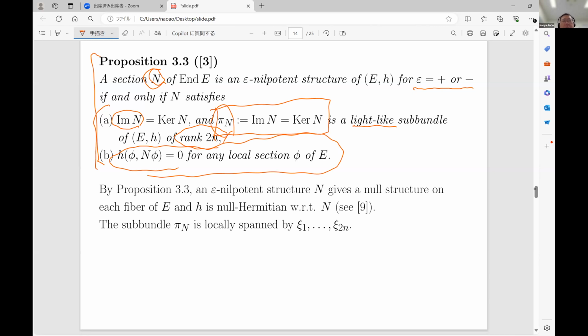From this proposition, we see that an epsilon nilpotent structure N gives a null structure on each fiber of the vector bundle E. This is seen from condition A. And H is null Hermitian with respect to N. This is seen from condition B. And the subbundle pi_N is locally spanned by Xi1, Xi2, these 2n local sections of the vector bundle.